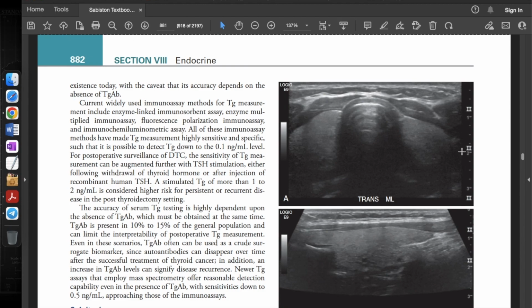Currently widely used immunoassay methods for thyroglobulin measurement include ELISA, enzyme multiplied immunoassay, fluorescence polarization immunoassay, and immunochemiluminometric assay. All of these immunoassay methods have made thyroglobulin measurement highly sensitive and specific, such that it is possible to detect thyroglobulin down to the 0.1 nanogram per milliliter level.